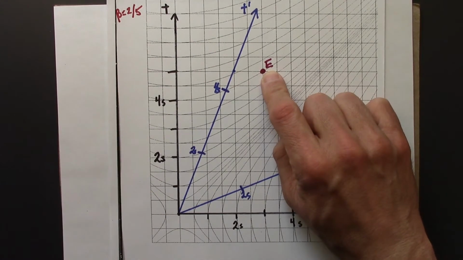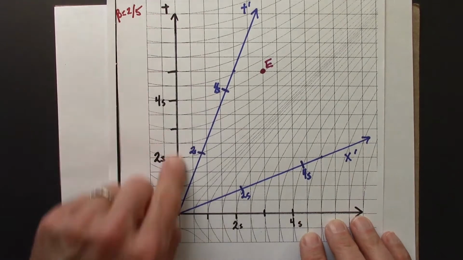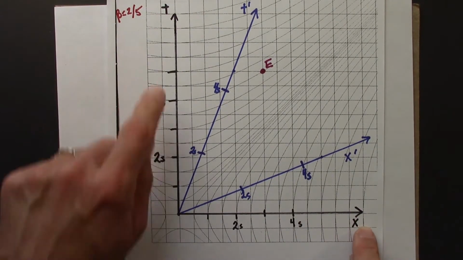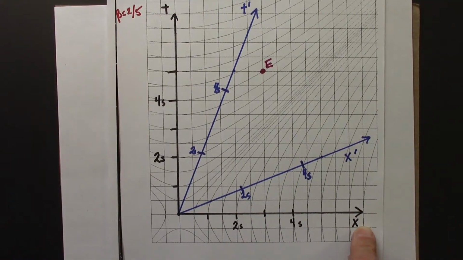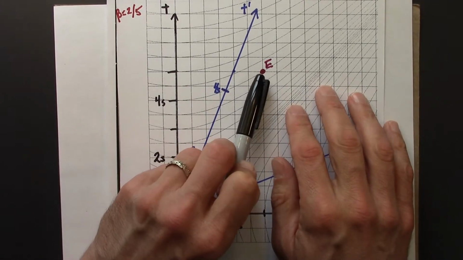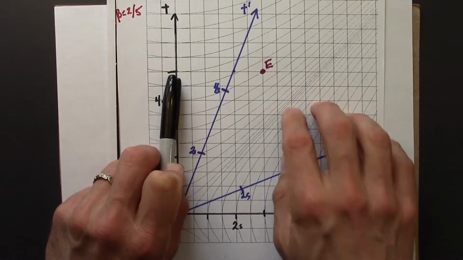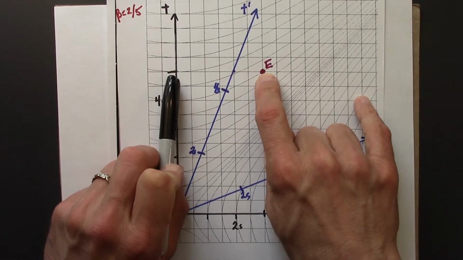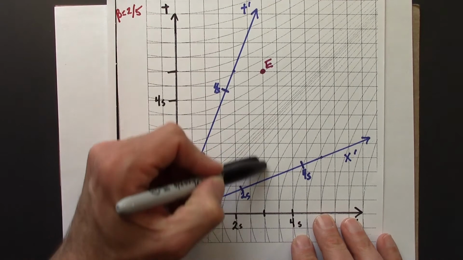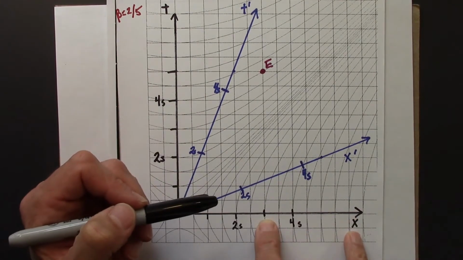So first, let's read off the at-rest frame, the unprimed frame. And this we read just like you would read a graph, any old graph. So E, that looks to me like that has a t of 5 and an x of 3.